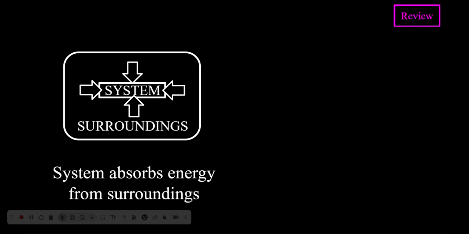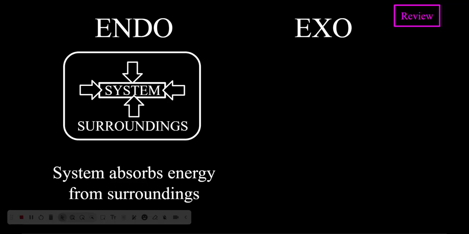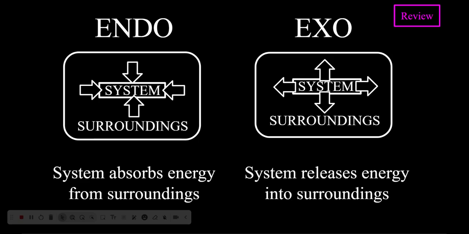Just to review the types of changes and which is which, I think it's good to put things in a box to visualize it. If you're ever stuck, it helps me think about things. So you've got your system, it's surrounded by the surroundings. Which way is the energy flowing? Here it's flowing in. So energy is being absorbed by the system. Therefore, this is endo, and exo is the opposite, where energy is being released. And that'd be exothermic.